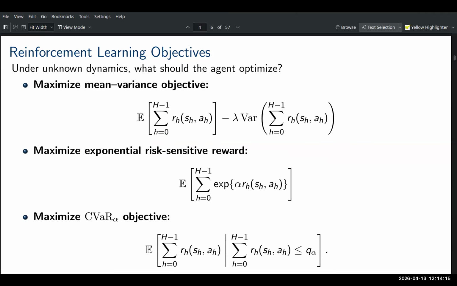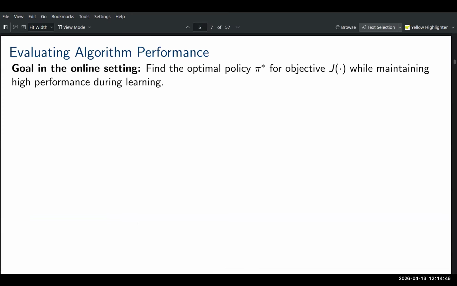You can try to maximize the mean while penalizing high variance. Or you can look at the exponential cost, which, if you only look at the first two terms in the Taylor series, will be the same as here. And based on whether alpha is positive or negative, you will be risk averse or risk seeking. Or you may look at the CVaR as your objective function. In any case, the overall idea is to maximize some underlying objective function. This objective function might be risk neutral or risk sensitive, and it has different forms.